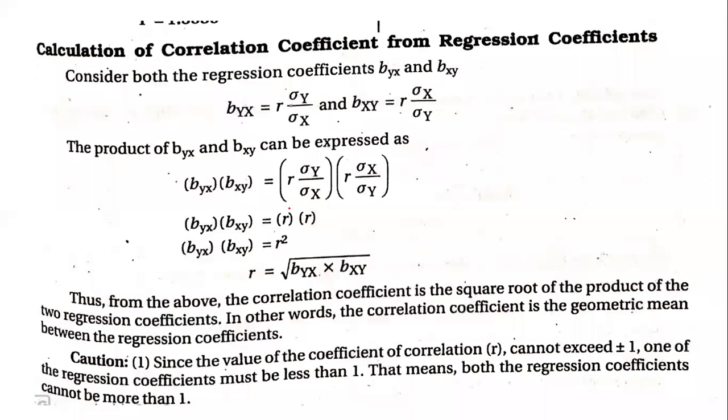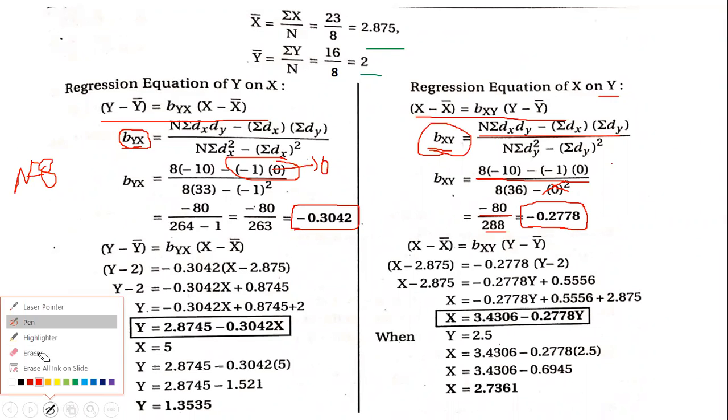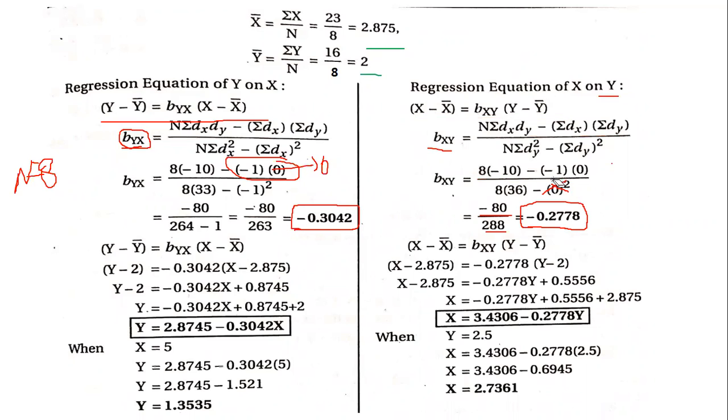On the other side, you have to calculate the coefficient for bxy. So the numerator will remain the same as it is. So minus 80 will be the numerator. When it comes to the denominator, 8 into 36 minus 0 square. So 0 square is nothing but 0 again. So 8 into 36 is 288. So the coefficient bxy, that is x on y, is minus 0.2778. So that will be the coefficient here.